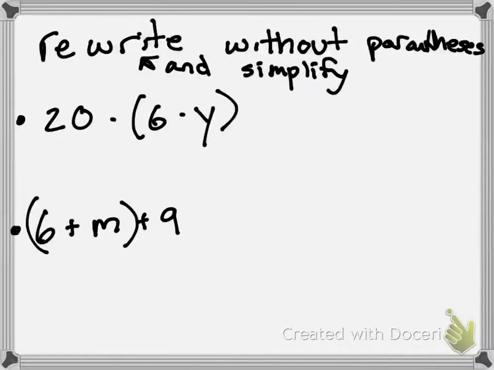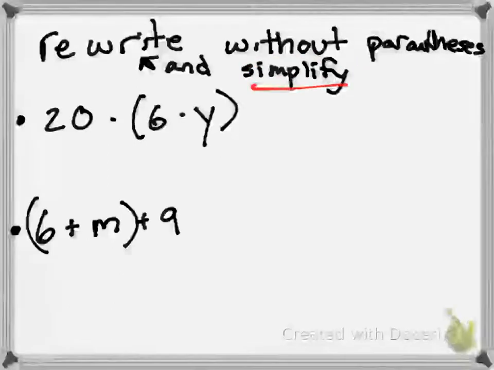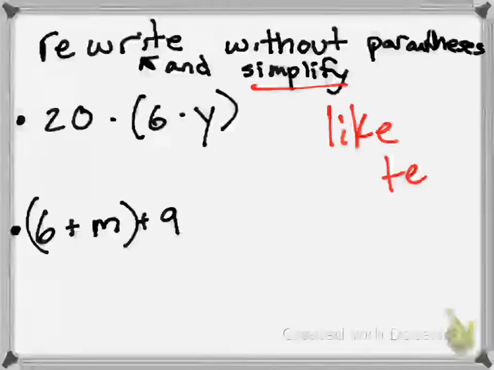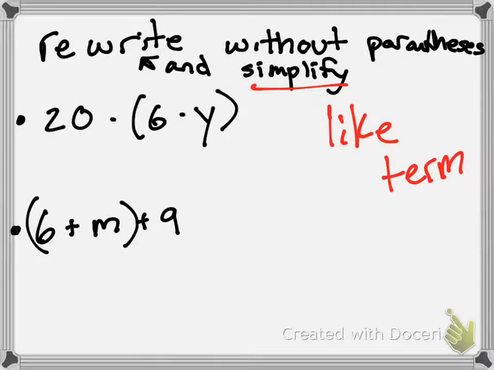When I ask you to simplify, what am I asking you to do? Nathan? Like terms. So we combine the like terms. So this problem should go pretty fast. I want you guys to do this. So Liam, what is the answer?